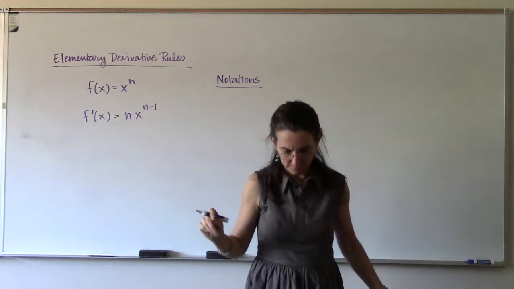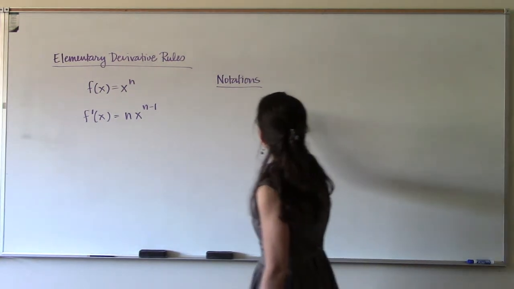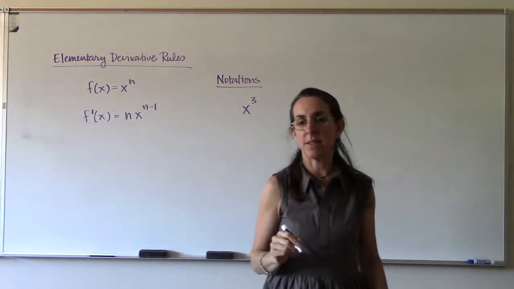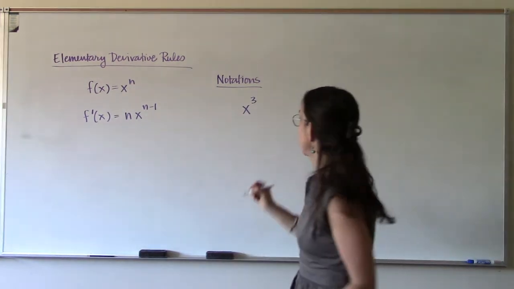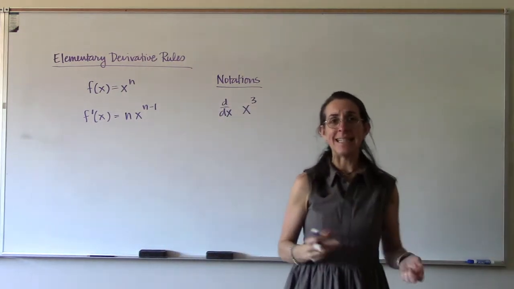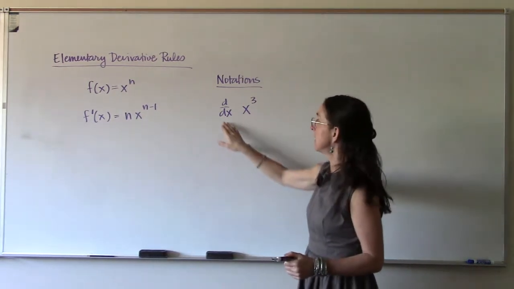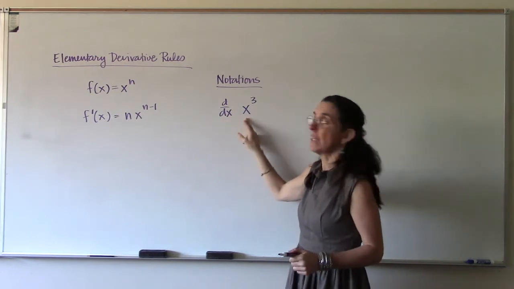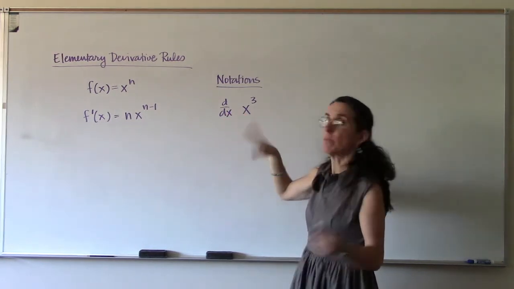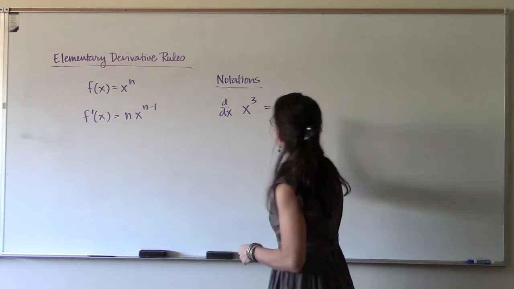There's what's called a differential operator. It's a way to say, here, take the derivative of this, and it looks like this. We say d dx. So d dx of x cubed. What this means is take the derivative of what comes after this with respect to x. So I would write d dx of x cubed. They're telling me to take the derivative. Okay, so this is equal to 3x squared.